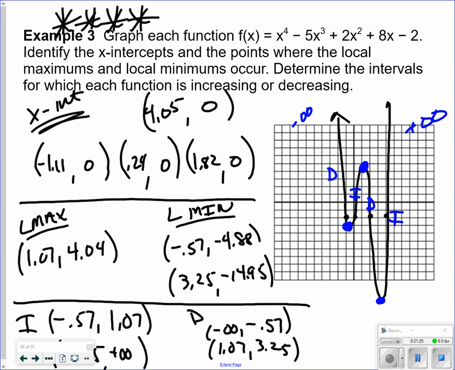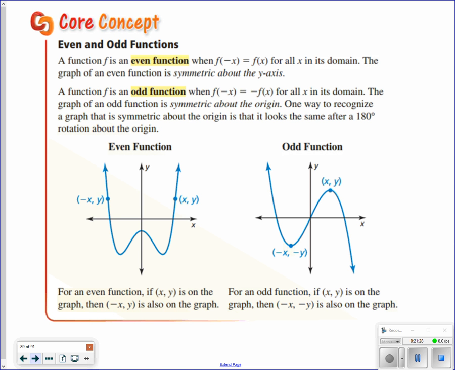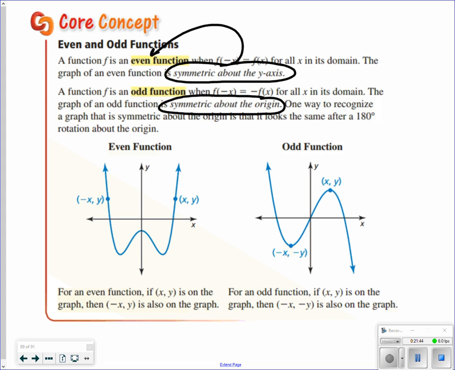Last concept we have for today is actually a pretty easy one. It's talking about even versus odd. And it doesn't mean just an even power or an odd power. It means when it's symmetrical about the y-axis, it's actually considered an even function. And when it's symmetrical around the origin, it's actually considered an odd function. So not all x to the fourth graphs are even functions, and not all x to the thirds would be considered an odd function.